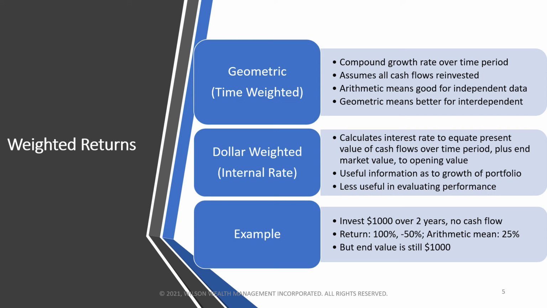Meanwhile, the arithmetic mean is telling me I earned 25%, when in fact I earned nothing over those 2 years. The geometric calculation would have told me 0, and that's correct.